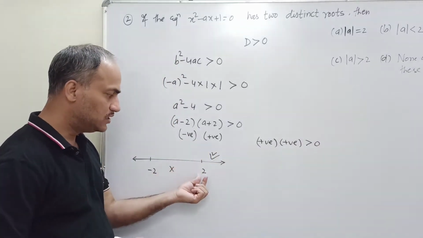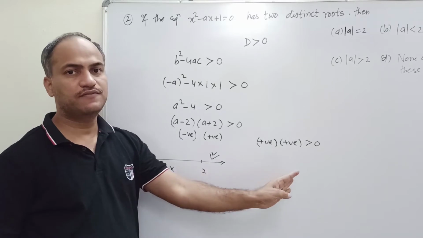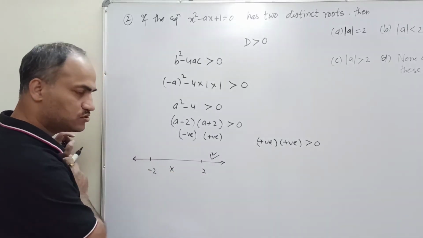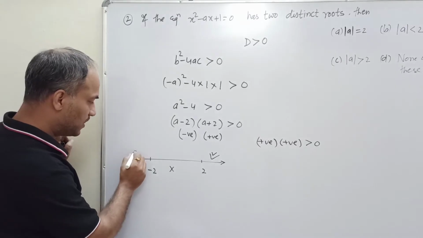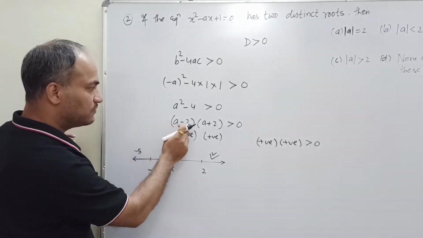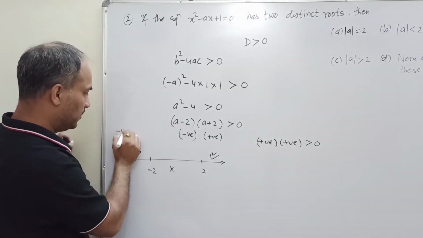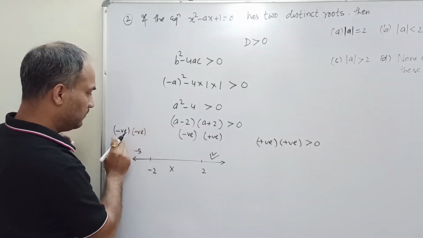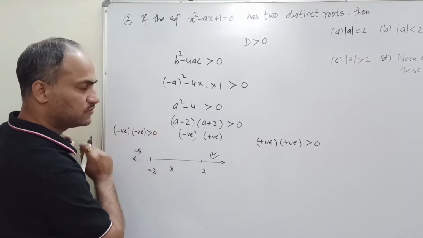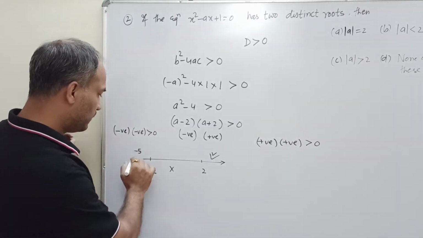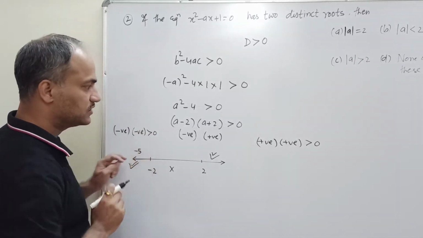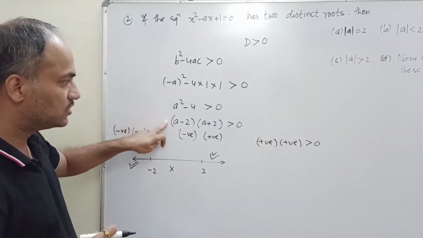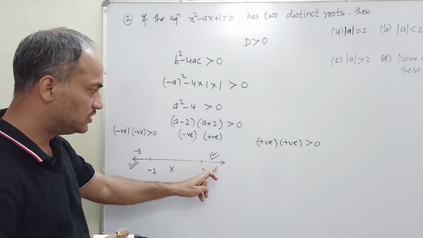Okay. So it means more than 2 we have every possible solution. Similarly, less than minus 2, suppose we put minus 5. So minus 5 minus 2 becomes negative. Minus 5 plus 2 becomes negative. And negative into negative is positive. Okay, we know that. So this value also satisfies our given inequality. So what are the solutions we have? We have solution in this range.